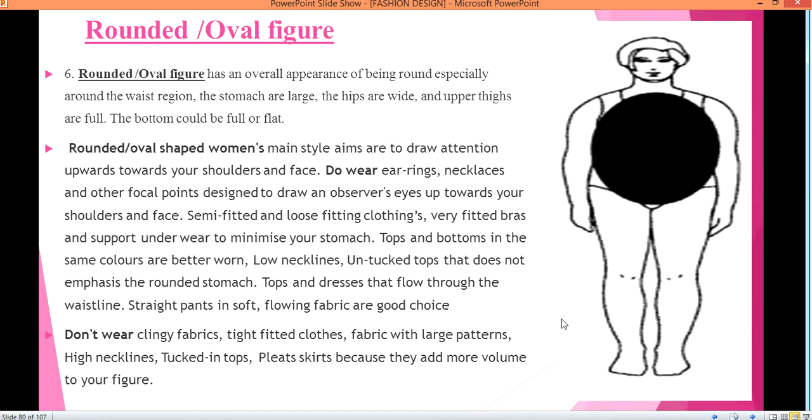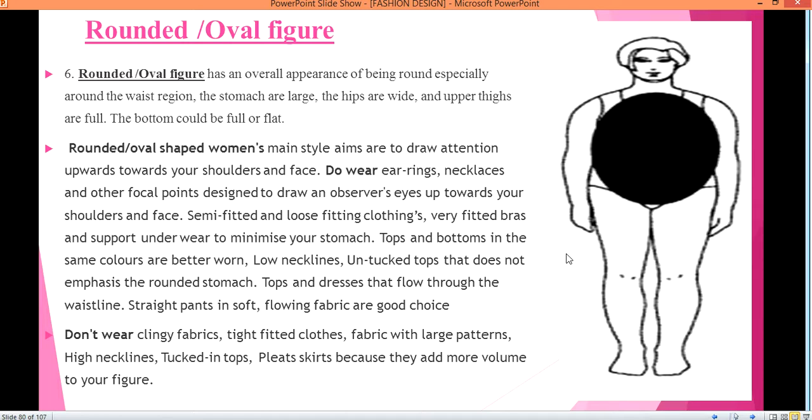Then we have a rounded oval figure. They look almost similar to the diamond figure type, but their overall appearance is round, especially in the waist region. They are quite round, and they have hips that are wide, upper thighs are very full, and the bottom could be full or flat.